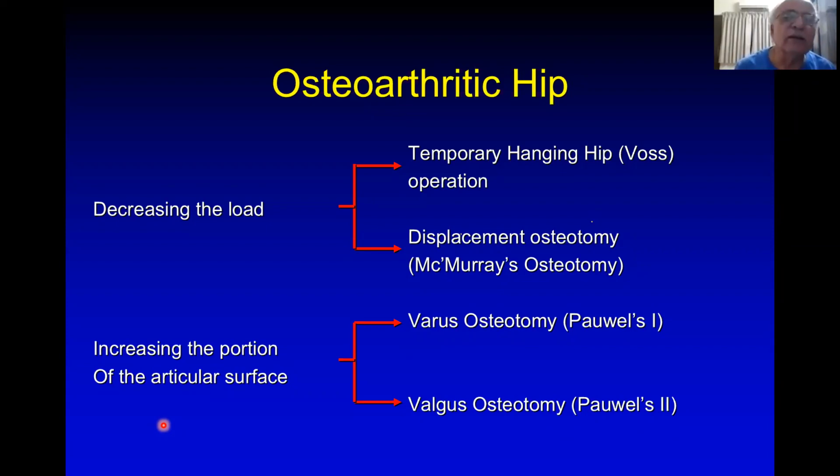Now, the second part is very important, which is more biomechanically sound, and it is increasing the portion of the articular surface, so that you have an extra couple of millimeters of articular surface articulating with the acetabulum. Either you do a varus osteotomy, that is called Pauwel 1, or you do a valgus osteotomy, called Pauwel 2. I'll explain what is meant by Pauwel 1 and Pauwel 2. Pauwel 1 is usually a varus osteotomy, and Pauwel 2 is a valgus osteotomy, which we will come to. So it will reduce the pressure on the articular surface.